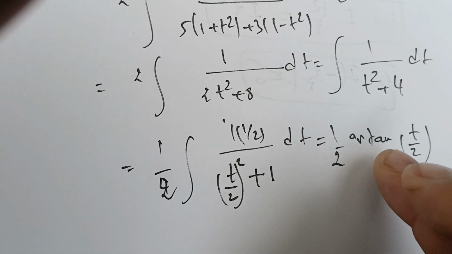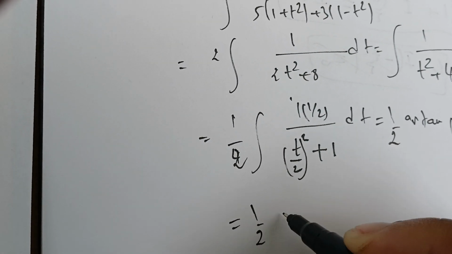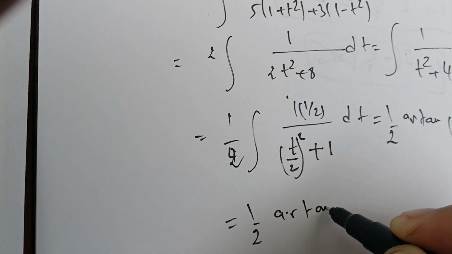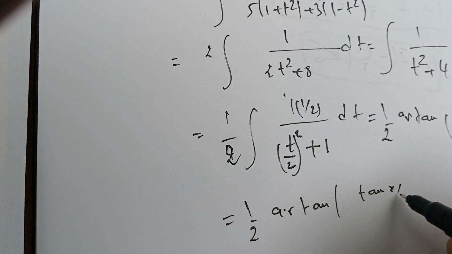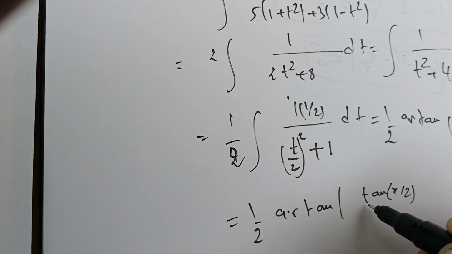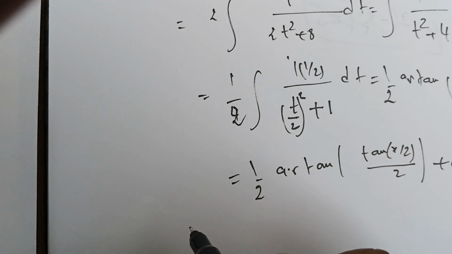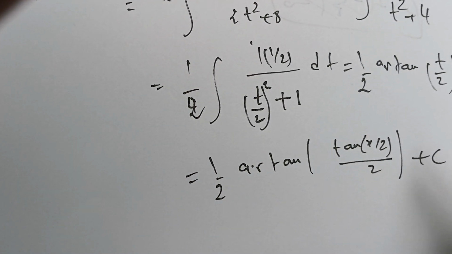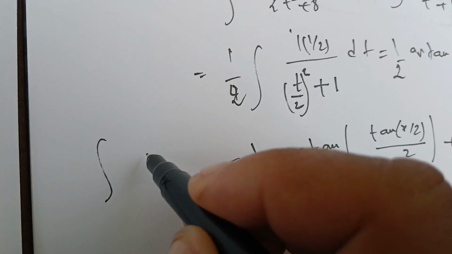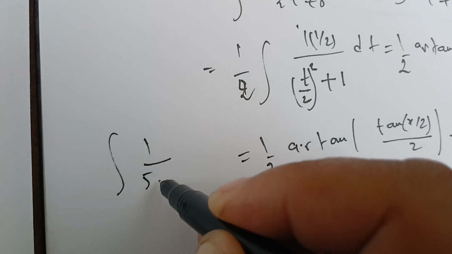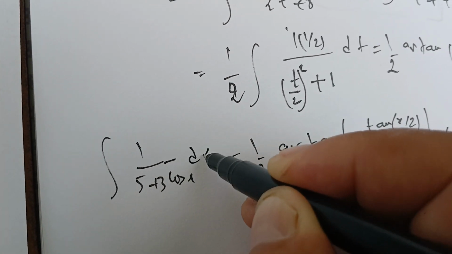So now we switch back to x. We have 1/2 arctangent of t, which is tangent x over 2, and we have these two here. And let's add c, a constant now. Therefore, this is our integral, so this is the integral 1 over 5 plus 3 cosine x dx.